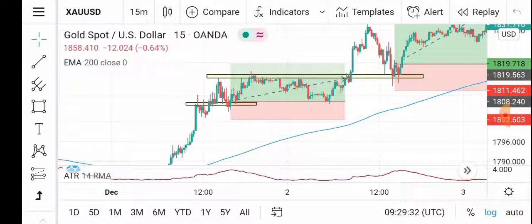So guys, watch the next video. It's going to be how to use the ATR like a professional. This is just a quick price action trading strategy video showing you guys how to use price action, and I hope you guys enjoy this video.